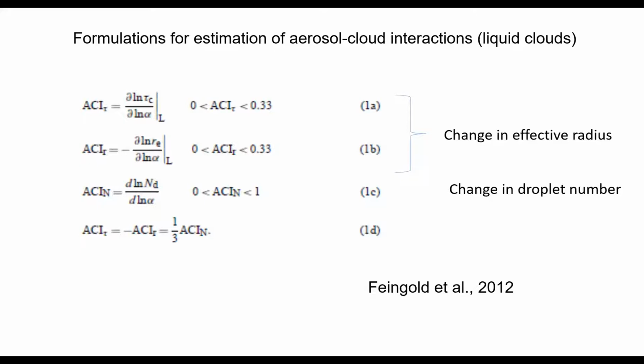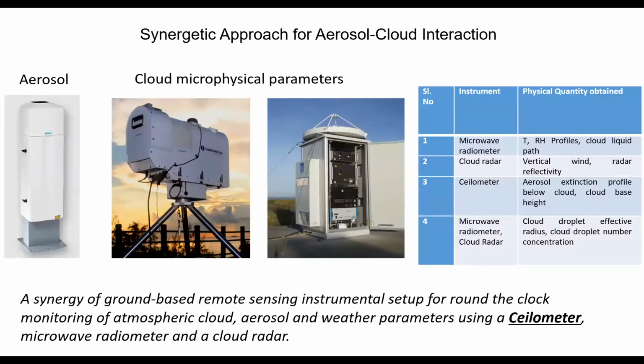The number of particles increases as a function of aerosol. The derivative with respect to the aerosol is the estimate of aerosol cloud interaction there. These 2 equations look into the changes in droplet size of the cloud. This particular equation looks into the changes in droplet number concentration of the cloud. These are the basic mathematical equations used by many researchers in the estimation of aerosol cloud interaction, especially in liquid clouds. So, next slide.